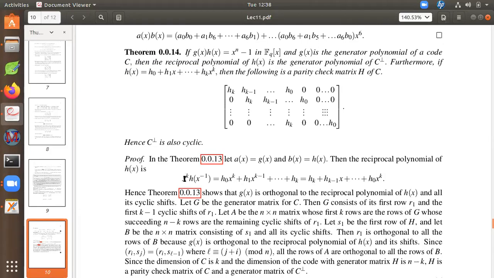Then what is x power k times h(x) inverse first? Somebody help me, only 2 questions, then I'll stop. What is h(x) inverse? It means x is replaced by 1 by x. Can somebody help me with that? h(x) is h0 plus h1 upon x, and we can start from hk plus h(k-1) x.